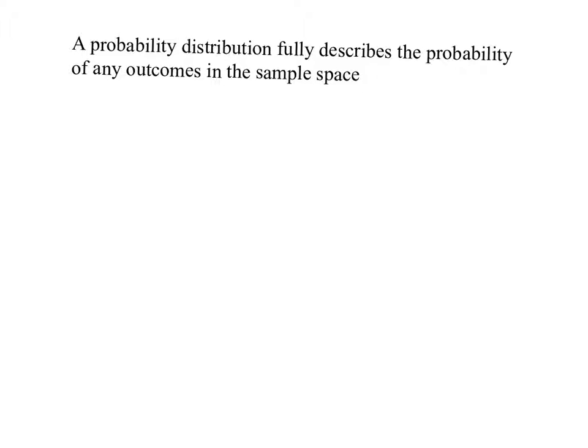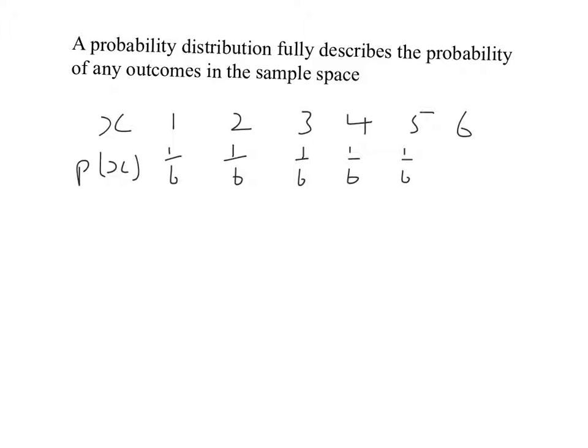So a probability distribution fully describes the probability of any outcomes in the sample space. There are three ways of doing this. The simplest way is simply to write out the sample space, so that's 1, 2, 3, 4, 5, 6, and then to write out what the probabilities are, which in this case are all equal, so they're all 1/6. So that's one way of writing it.